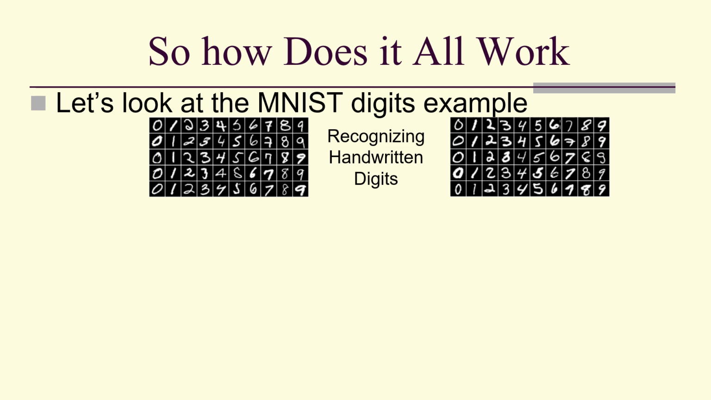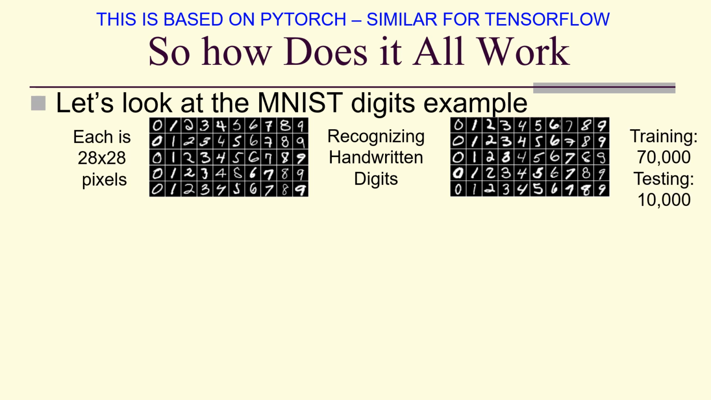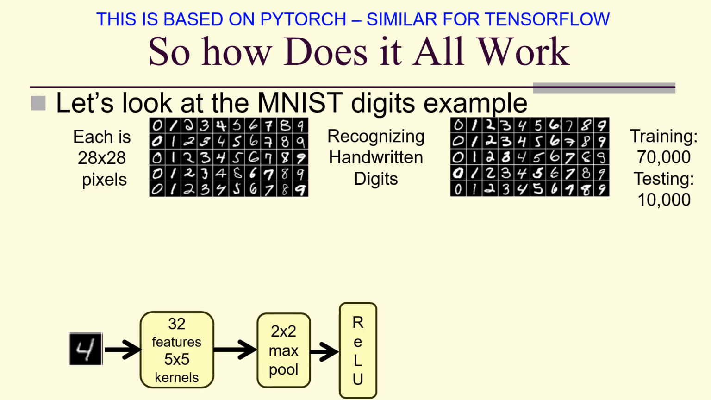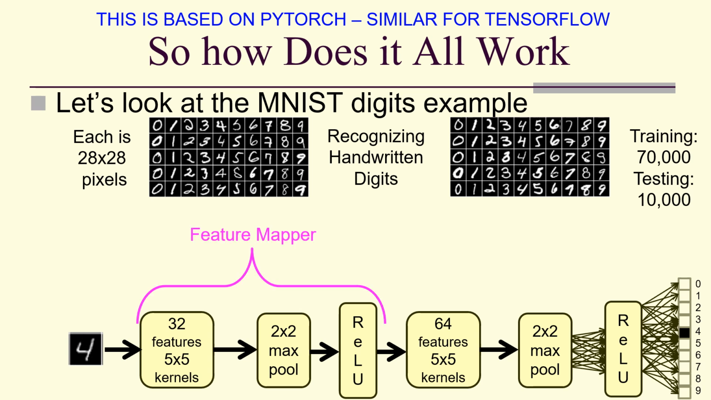So let's look at the MNIST digits example. This is for PyTorch, but it would be similar if you were using TensorFlow. Each is a 28 by 28 pixel image. There are 70,000 training, 10,000 testing. So we have our image, and it goes through this first block, and then it goes through this second block, and then it goes through our fully connected final layer, our artificial neural network. That means we have two feature mappers followed by our artificial neural network.